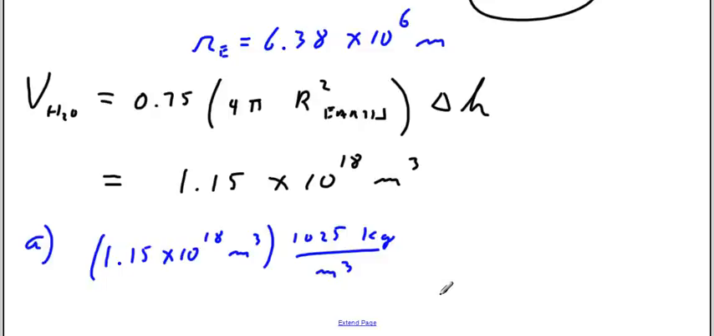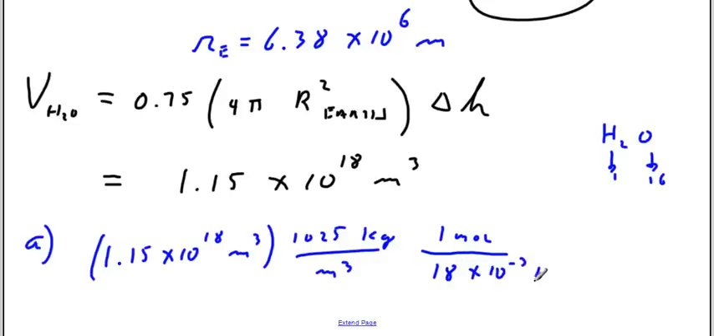Times, where was I? Okay, so I got 1 mole per H2O. Okay, so that's H2O. So this guy here has atomic mass 16. This guy here is 1, but there's 2 of them, so that'd be 18 times 10 to the minus third kilograms per mole. Okay, so that looks good.